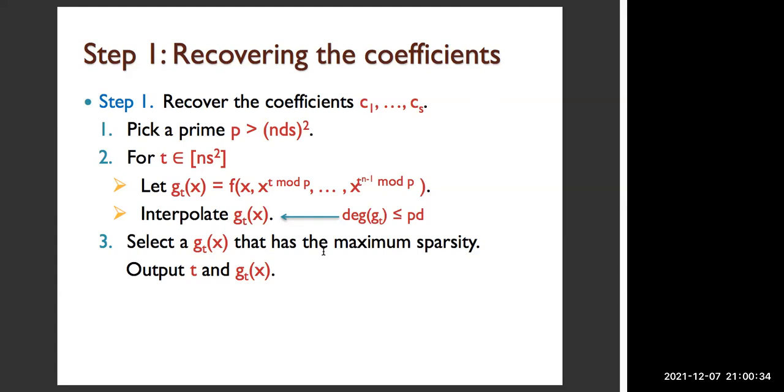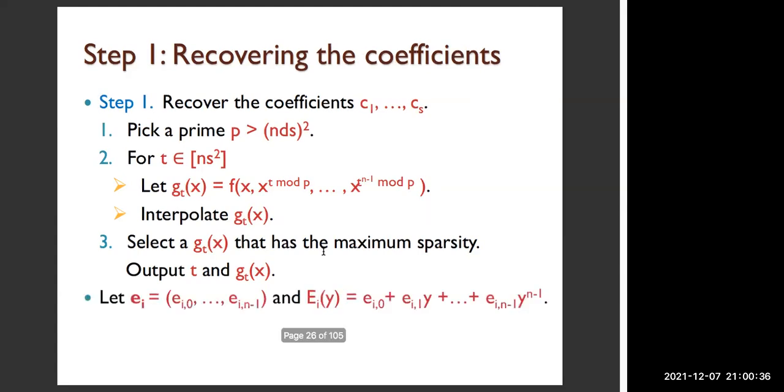So we know that this procedure is efficient, but why does it work? Let's see why it works in outputting the coefficient vector. Let's say e_i is this exponent vector, e_i0 to e_i,n minus 1, where I'm denoting the variables by x_0 to x_n minus 1. So that's the exponent vector.